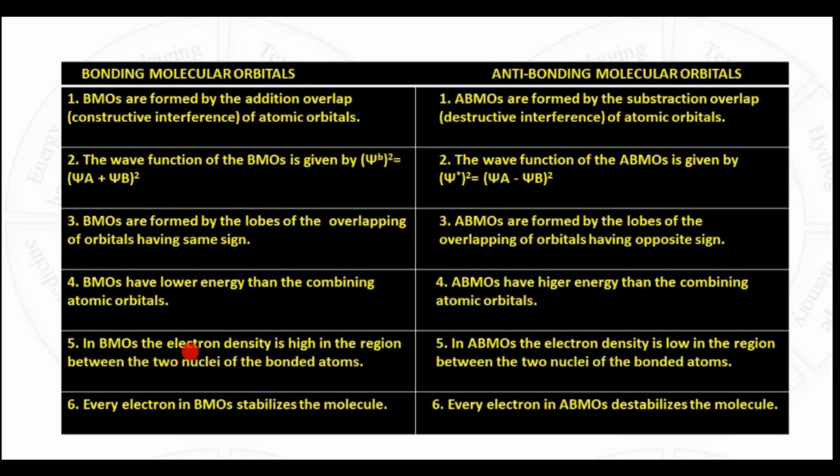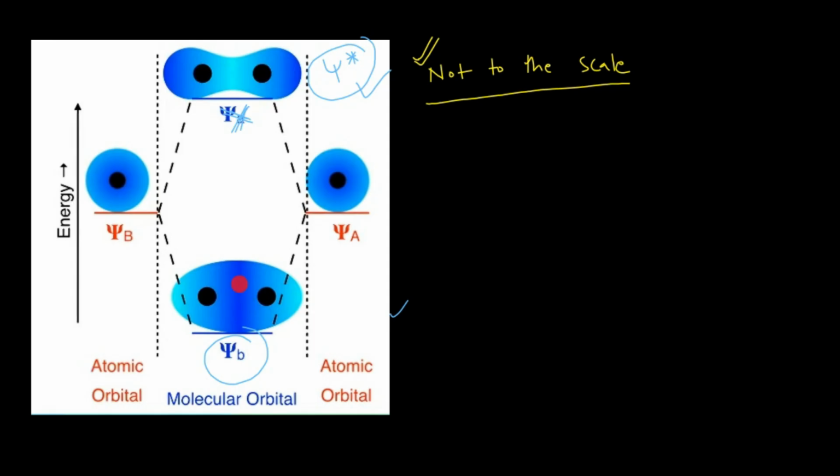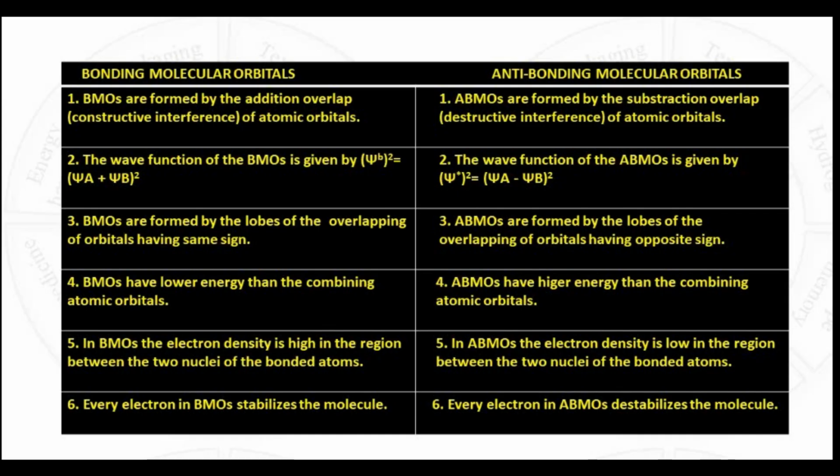In the bonding molecular orbitals, the electron charge density is high in the region between the two nuclei, as I have shown you here. The electron charge density in the bonding molecular orbital is very high between the two nuclei, and in the anti-bonding molecular orbital it is less between the nuclei of the two combining atoms. And the last one: every electron in the bonding molecular orbital stabilizes the molecule, and every electron in the anti-bonding molecular orbital destabilizes the molecule.